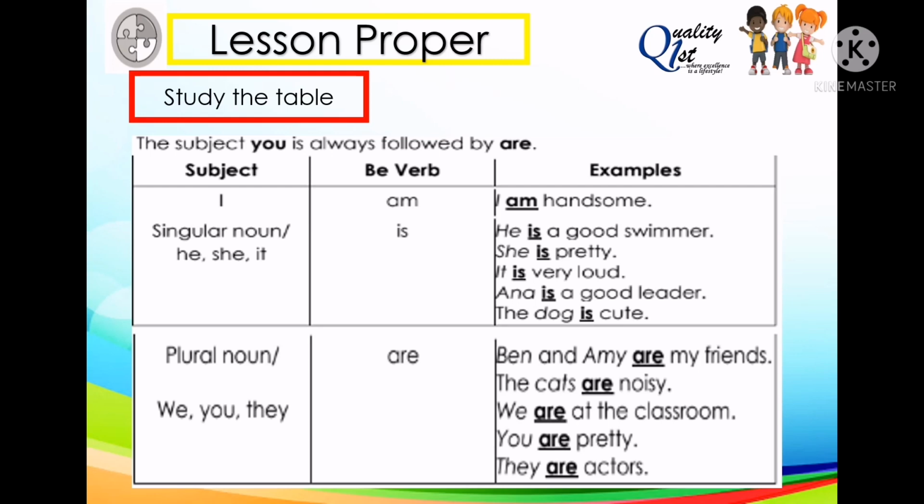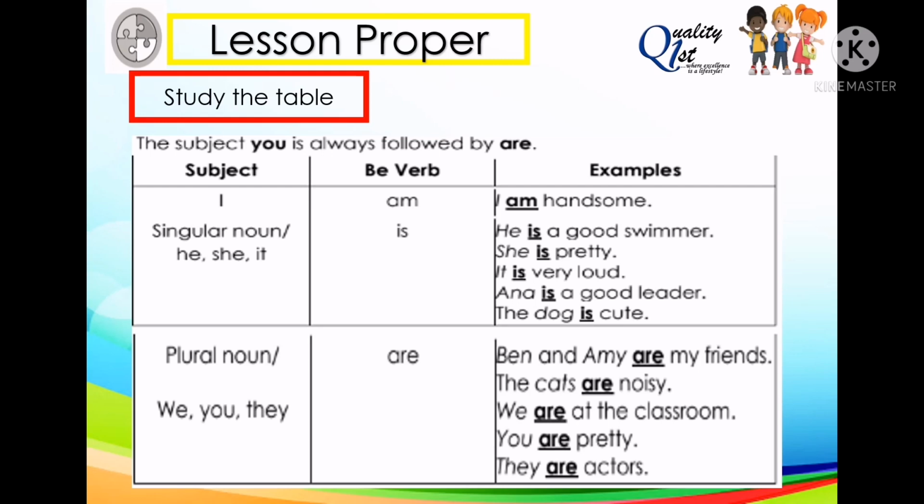Alright? Well done, kids. Now, for a singular noun or the pronouns he, she, and it, we use the be verb is. Okay? Now let's have the examples. He is a good swimmer. She is pretty. It is very loud. Anna is a good leader. And the dog is cute.